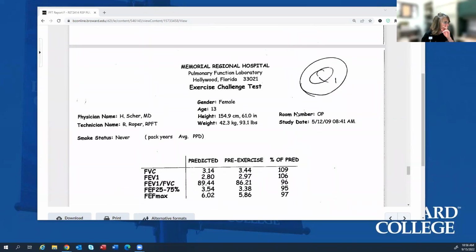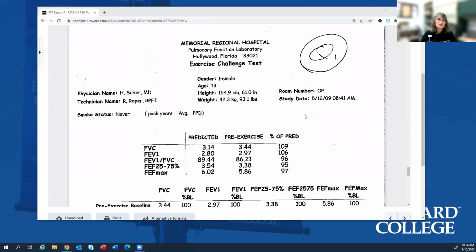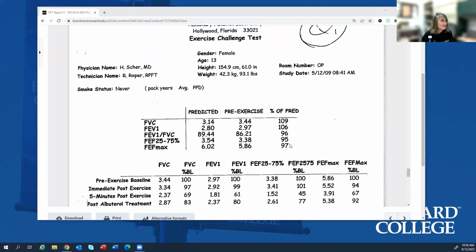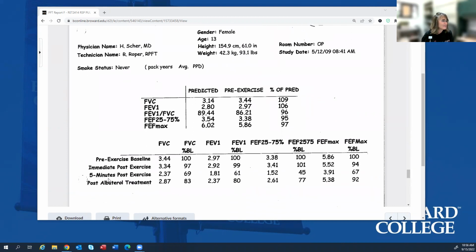And then a 16-year-old or 13-year-old who feels short of breath with exercise had a normal spirometry. So we see the FEV1% is 86 pre-exercise. And 5 minutes after exercising, their FEV1% fell to 61%. So that's why they're feeling short of breath. It's inducing bronchospasm when they exercise. So they gave albuterol, and that brought the FEV1% back up to 80%.